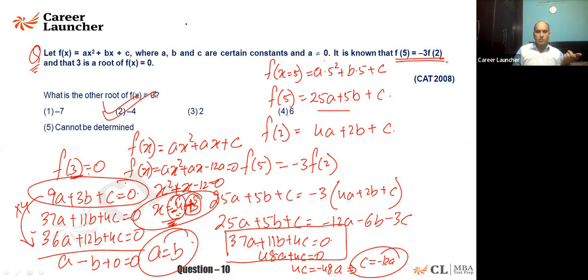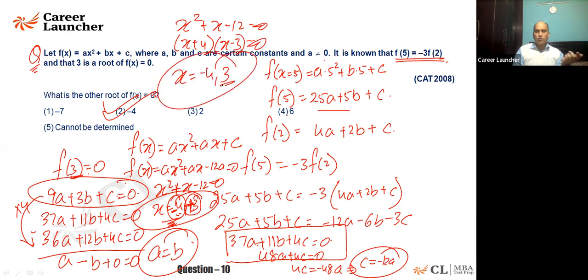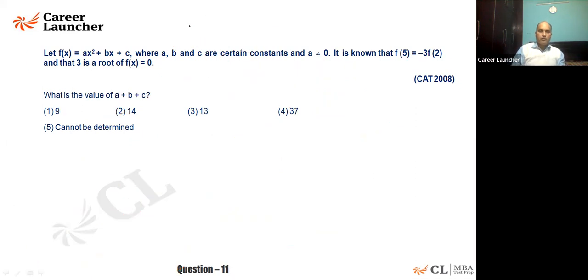The equation finally comes out to be x square plus x minus 12 is equal to 0. That gives you x plus 4 into x minus 3 is equal to 0. I'll say x is equal to what? Minus 4 and plus 3. One root is already given as 3. The other root will be minus 4. That is your answer. Fine. Clear? Okay, very nice.